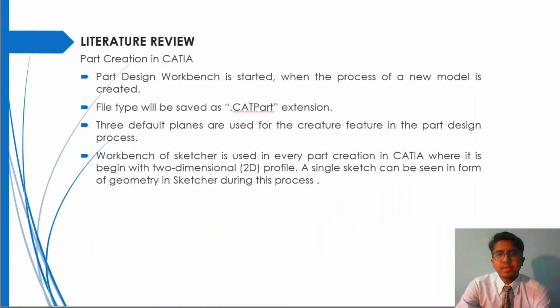We're moving on to the next literature review on part creation in CATIA. Part design workbench will be started when the process of a new model is created. The file of the part will be saved as a CAD part extension. There are three default planes used for the creature feature in the part design process. Workbench of Sketcher is used in every part creation in CATIA, where it begins with a 2D profile. A single sketch can be seen in the form of geometry in Sketcher during this process.